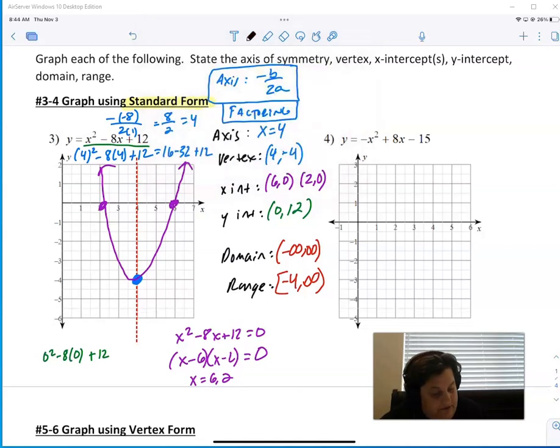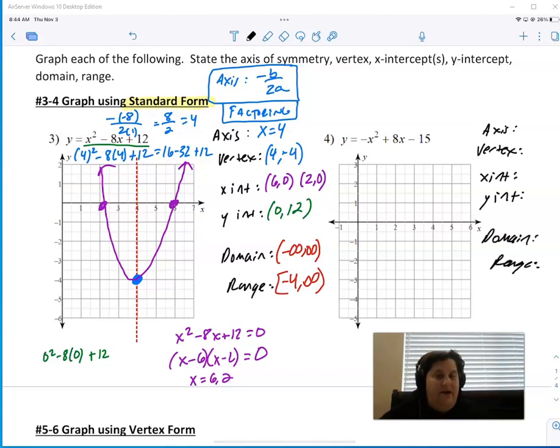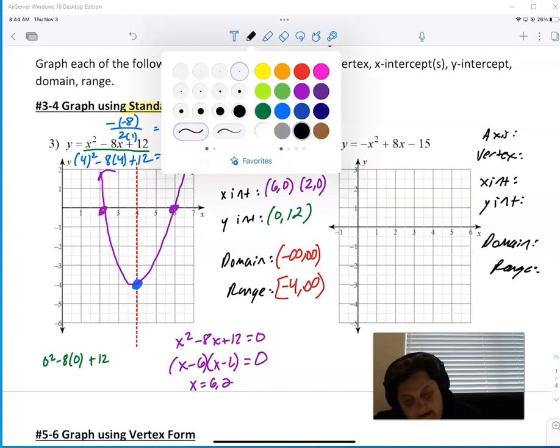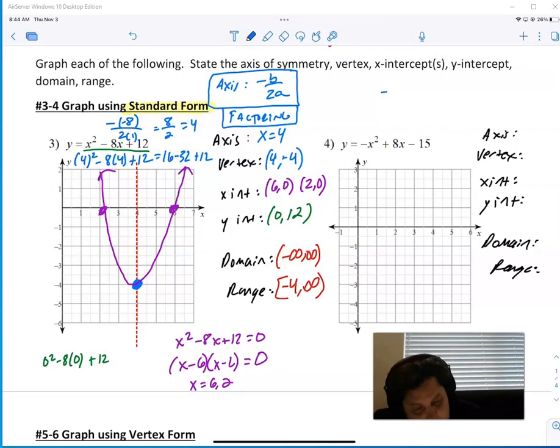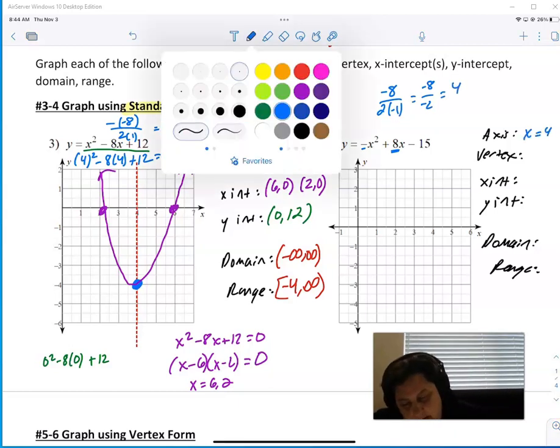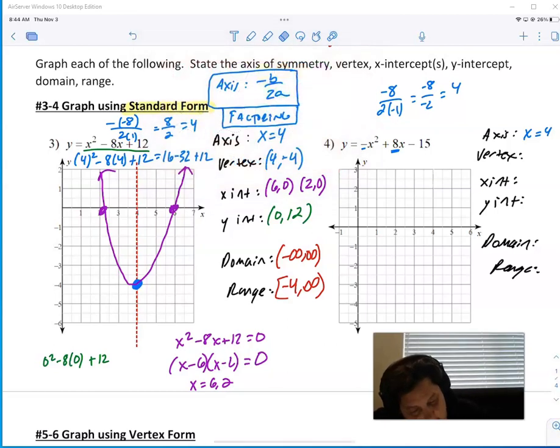So, we're going to do the same stuff over here. Axis, vertex, x-intercepts, y-intercepts, domain, range. Okay? All right. Axis of symmetry, again, is negative b over 2a, which is 4. So I'll go ahead and draw my axis of symmetry right here.